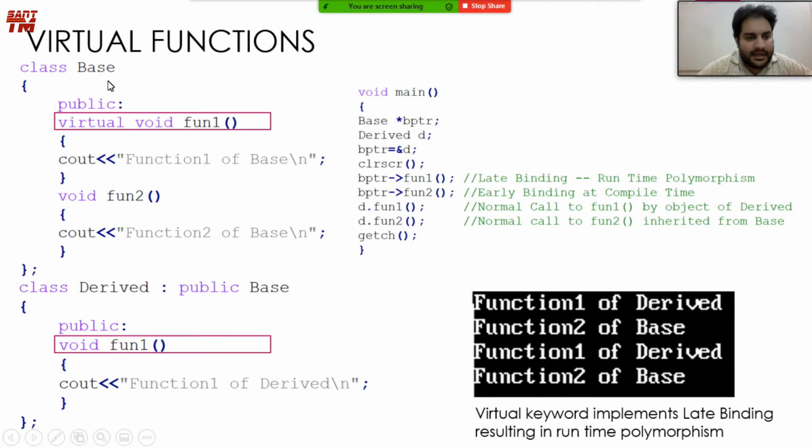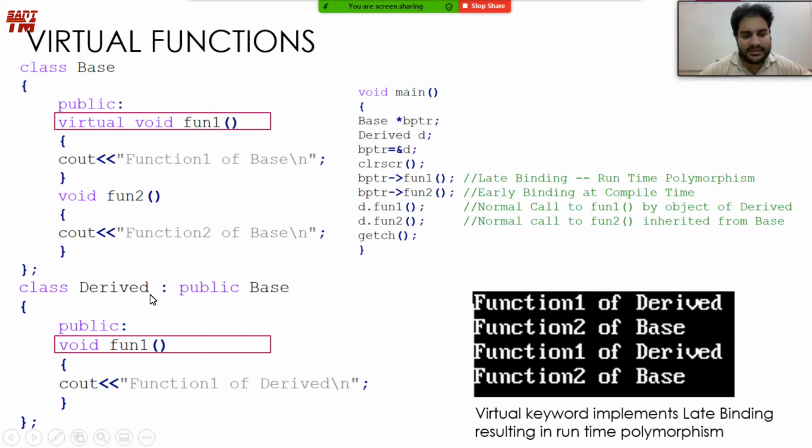Here there is one class named base. Then in the public section there is one function, virtual void fun1. Void fun1 is the function and we have prefixed a keyword named virtual, and there is one cout statement, function1 of base, and there is another function, void fun2, cout function2 of base. So see here, fun1 is having the keyword virtual but fun2 is normal. Okay, note this.